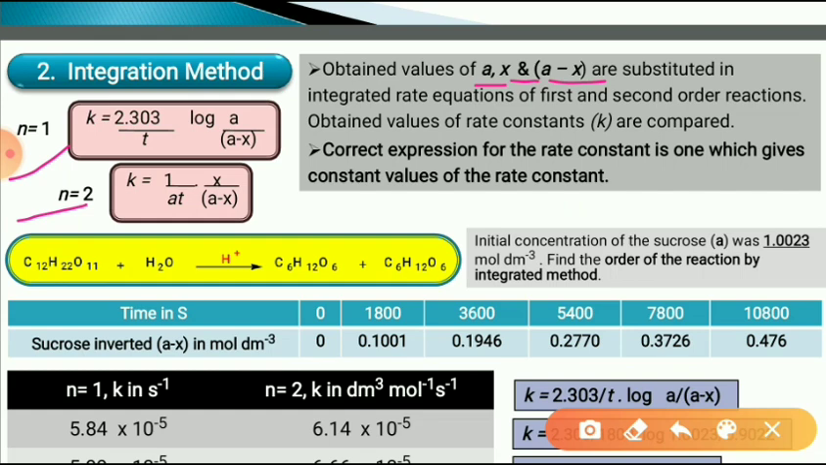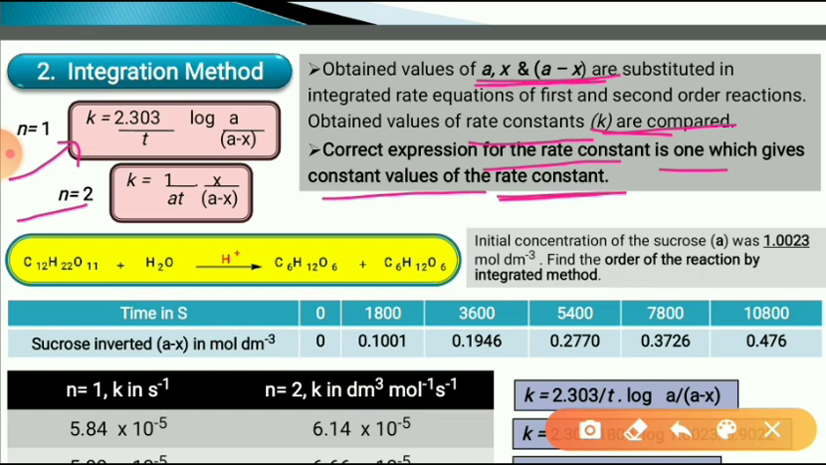These obtained values are substituted in these two equations separately. For each set of these variables, the rate constant k is calculated, and they are compared for both equations, for both orders of reaction. The correct expression for the rate equation is the one which gives constant values of the rate constant.